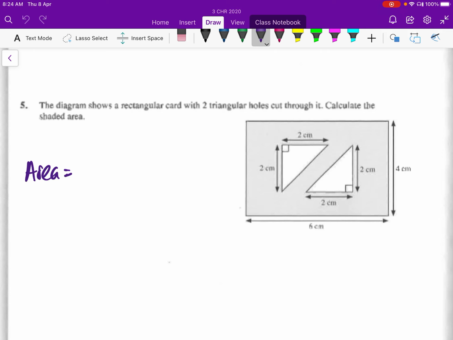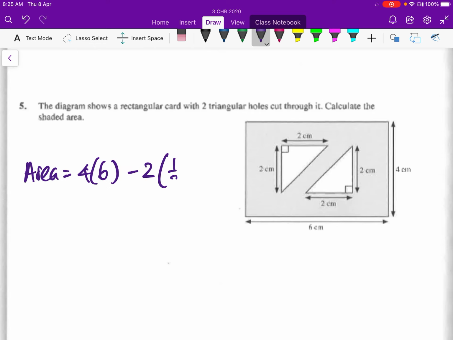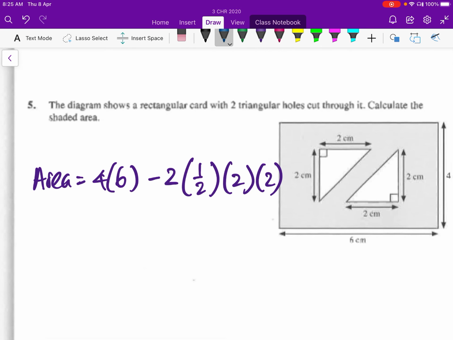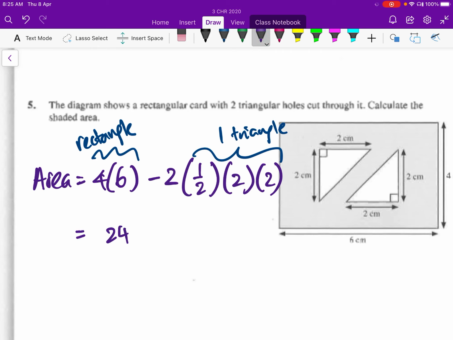So area of the rectangle will be 4 times 6. Then minus 2 of the triangles. Now your presentation may be different. Maybe you're finding area of triangle first, then you subtract, fine. I'll write down everything in one line. 2 times the area of a triangle. So area of one triangle is half times the base times the height. So in one step, it can be done also. I'll just put some notes. Rectangle. This is one triangle. So we have 24 minus 4, which is 20 square centimeters.